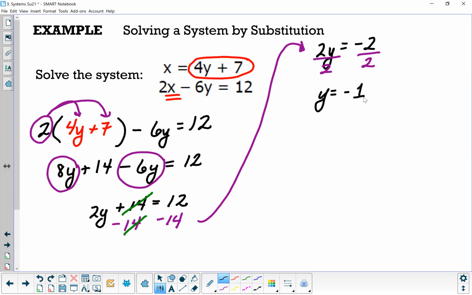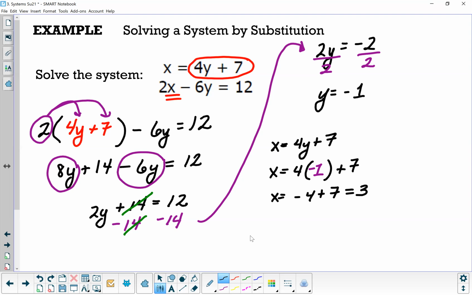Now, once you have y, you can back substitute y equal to negative 1 into either one of the original equations. I'm going to choose the first one, x equal to 4y plus 7, because I just think it's easier to use that one. And so I'm going to write x is equal to 4 and a parentheses for the y since we're substituting negative 1, and then plus 7. So simplify, we get x is equal to negative 4 plus 7, which is positive 3. So our ordered pair for this example is 3, negative 1. Now, if this were a graph, we would know that the graph would have intersecting lines at this point, 3, negative 1.